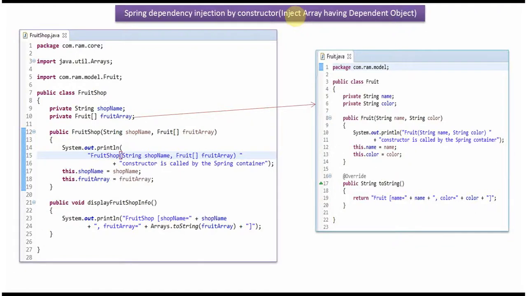In this video tutorial I will cover how to inject the array which is having a dependent object using Spring Dependency Injection by Constructor. Here I have defined the class Fruit. It has two properties, name and color, and it has a Fruit constructor which accepts name and color. And here I have overridden the toString method.